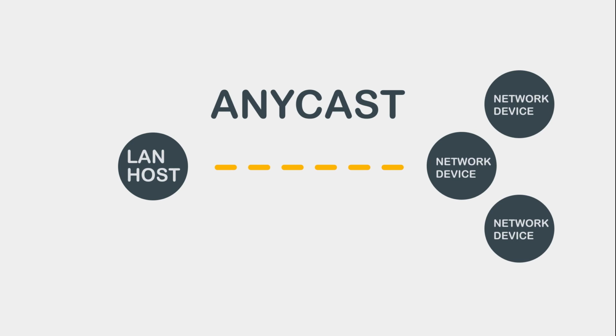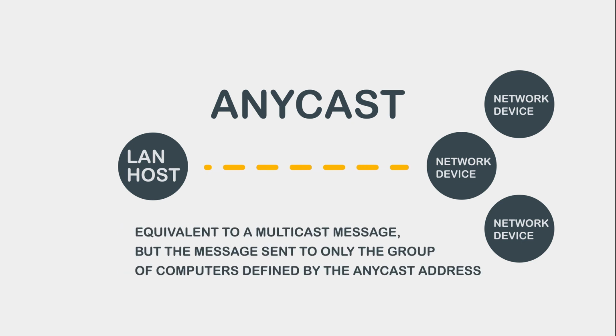ANYCAST, one to nearest, defines another standard for transmitting data to multiple devices that is unique to IPv6. Unlike multicast, it has no direct analog in IPv4. An ANYCAST address defines a group of computers with addresses that have the same prefix. Conceptually, an ANYCAST message is equivalent to a multicast message, but the message is sent only to the group of computers defined by the ANYCAST address.